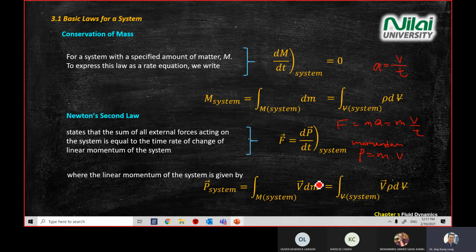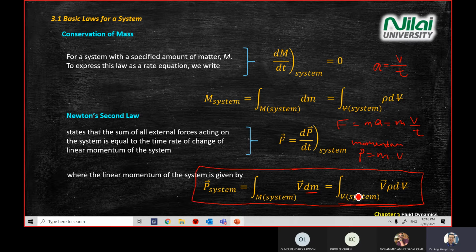And recall how to get the mass. Again, mass you take density times volume. So from here, we have an equation for this module. We call it the momentum equation. The momentum equation is you take velocity times dm. Again, recall what is mass. Mass is density times volume. So the combination of velocity times density times volume, you get momentum. Okay, this is an important equation for this chapter.